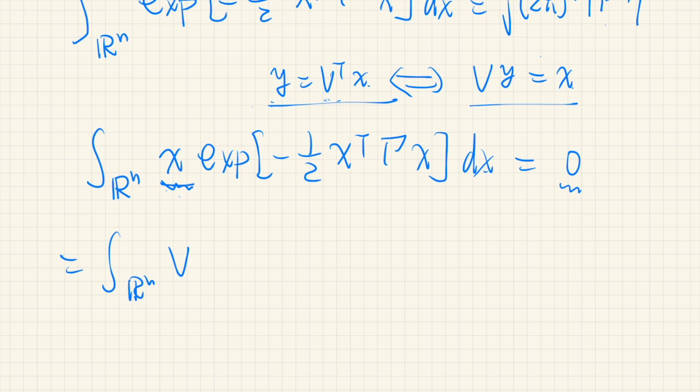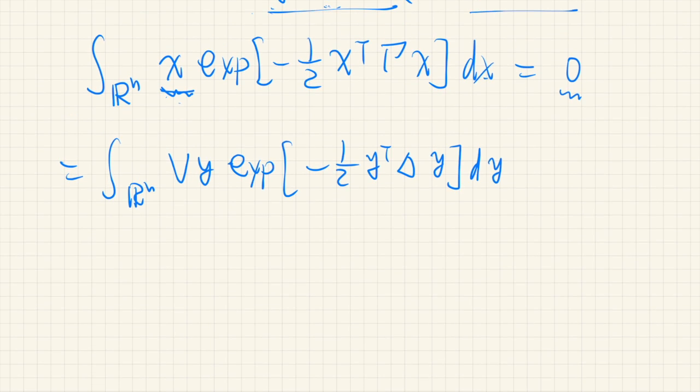And so we have Vy in the exponential. And as we have done before, this exponent becomes y transpose delta y. And the Jacobian was 1, so we have this. Now, again, we split this exponential into the product of exponentials. So we can put V outside the integral because it's a constant matrix.